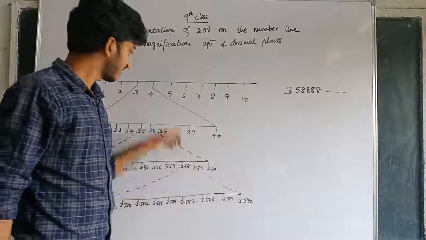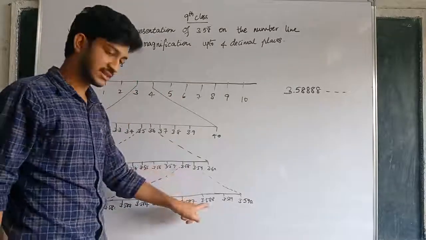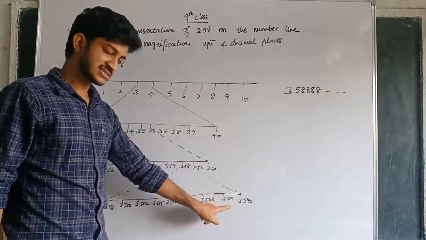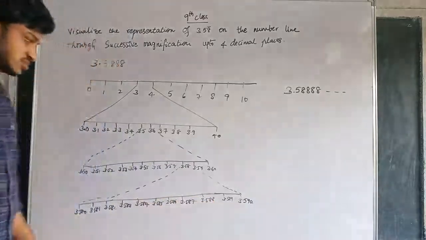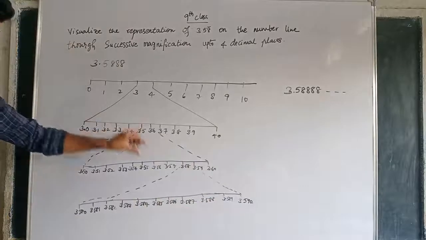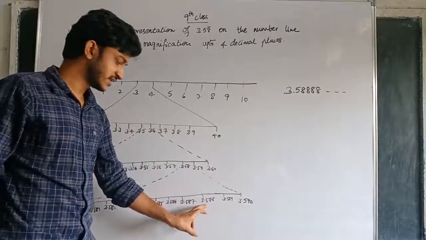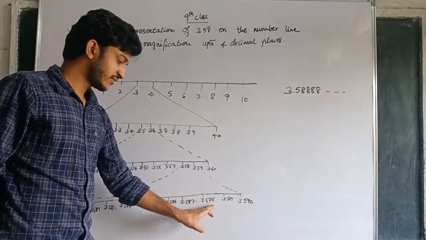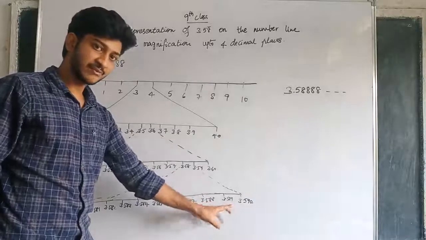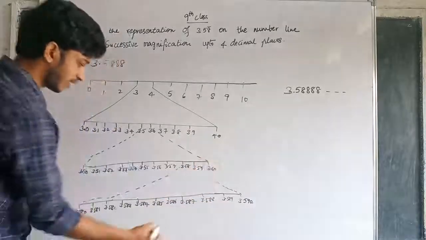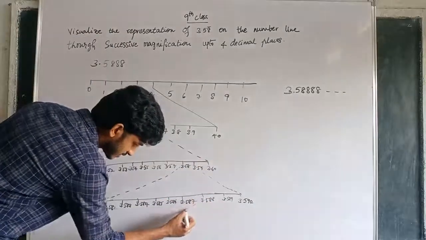3.5888 is greater than 3.588 and less than 3.589. So the space in between 3.588 and 3.589 I am magnifying. After magnifying, it looks like this.